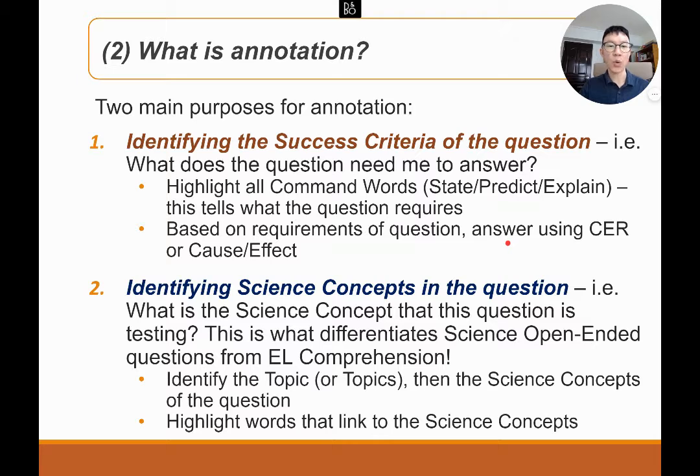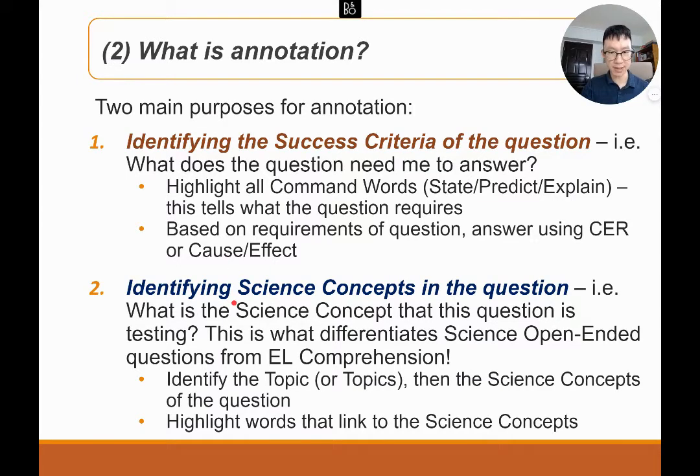Okay, now there are two main parts that we do for annotation. First is to help students identify the success criteria of the question. Success criteria meaning, what do I need to successfully answer the question? To do that, we will get our students to highlight all the command words such as state, predict, explain, and based on the command words choose whether to answer using CER, or cause and effect.